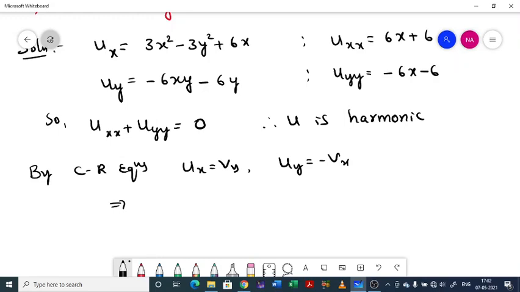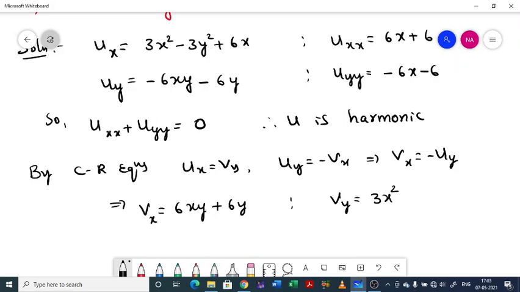U is given, right? So I need to write V. From this V x will be minus U y. Okay, now I'll write this one first. V x equal to minus U y, that is minus of minus 6xy minus 6y, so 6xy plus 6y. Now V y is equal to U x. So U x is 3x square minus 3y square plus 6x.